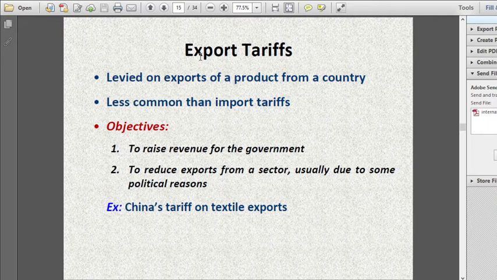Export tariff. Export tariff is levied on the export of a product from a country. It is less common than import tariff. One of the objectives of this is to raise revenue for the government and to reduce exports from a sector, usually due to some political reasons. Like for example, China. The tariff on China's textile exports is higher, and they gain through this kind of resources, no?